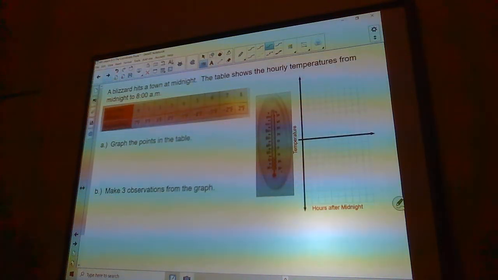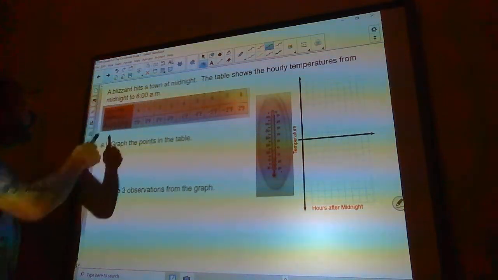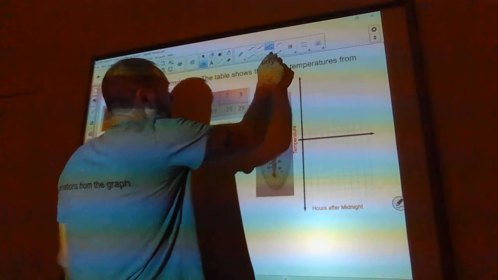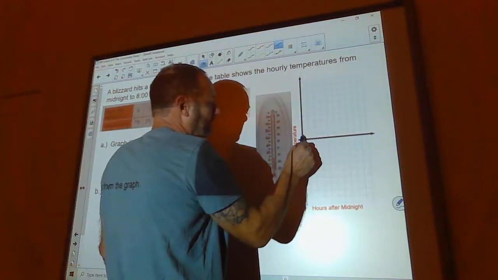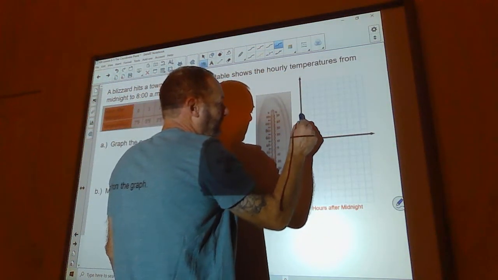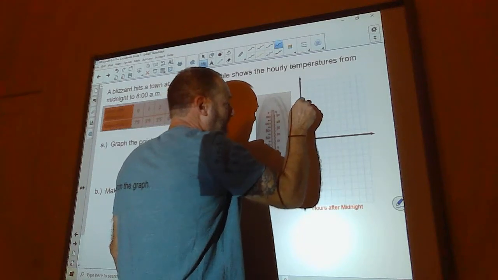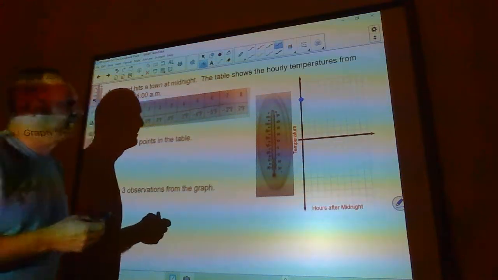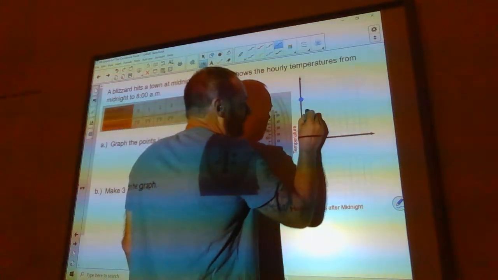A blizzard hits a town at midnight. The table shows the hourly temperatures from midnight to 8 a.m. Okay, graph the points on the table, make 3 observations from the graph. Okay, so 0 hours after midnight, that'd just be midnight, it was 7 degrees. So we can go ahead and go 0 would be 1, 2, 3, 4, 5, 6, 7. 1 hour after midnight, it was 5 degrees. So that's going to be right here.